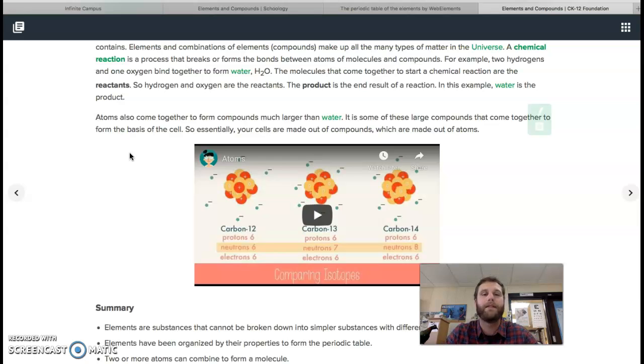Atoms also come together to form compounds much larger than water. It is some of these large compounds that come together to form the basis of a cell. So essentially, your cells are made out of compounds, which are made of atoms.